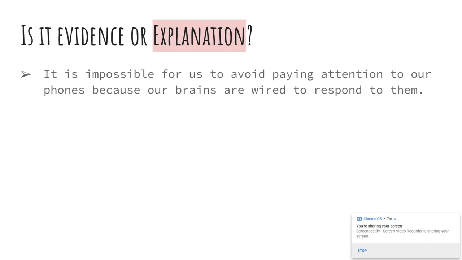Did you see again how this is an explanation? It is impossible is a very extreme statement, which means it's more likely someone's opinion. We also have the word because, which is showing a relationship, which also shows us that this is an explanation.